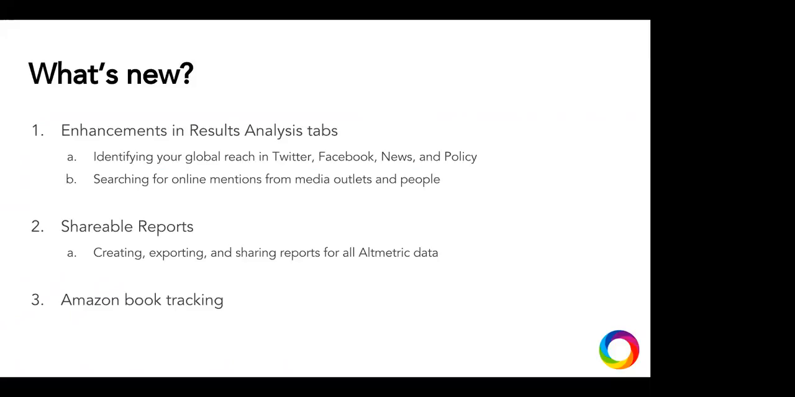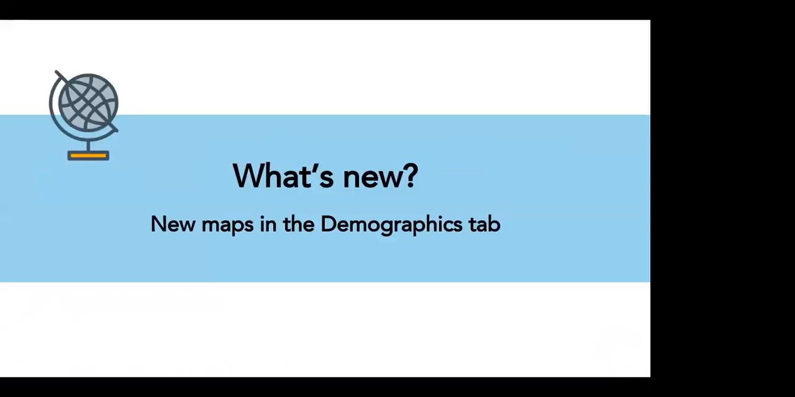I'll also be walking you through some shareable reports that we've added. So you can now pull in some of our really nice visualizations and make a nice PDF or a printable report that you can share with others internally, or even externally if you wanted to share it online via your Twitter, for example, or something like that. And then lastly, the Amazon book tracking, which we've recently added. We've been tracking books for a while, but we've now expanded that with our new Amazon coverage.